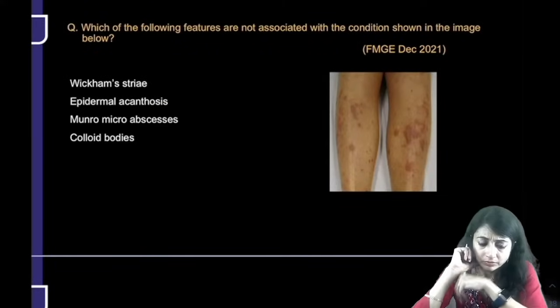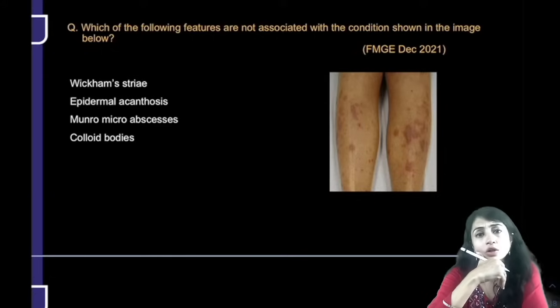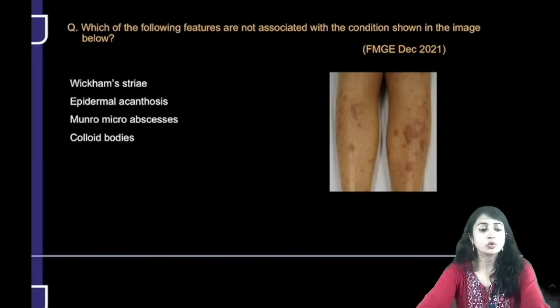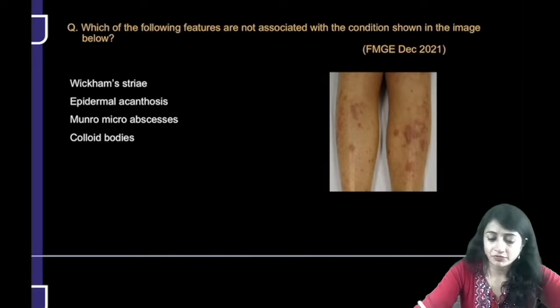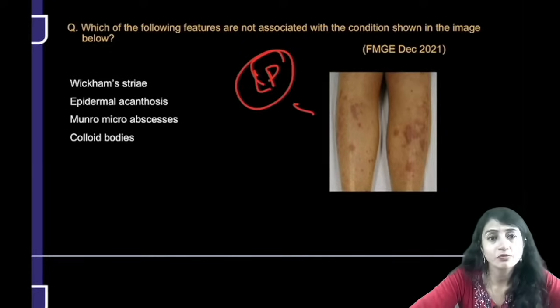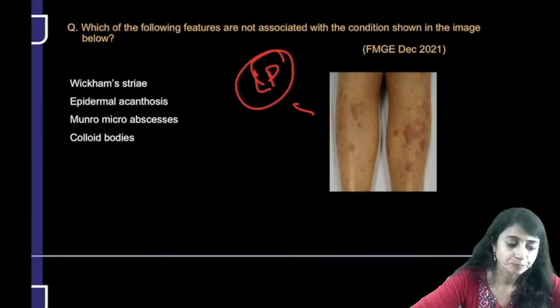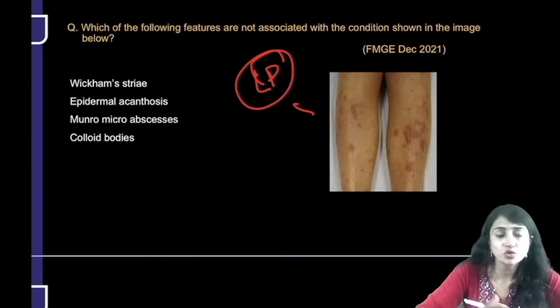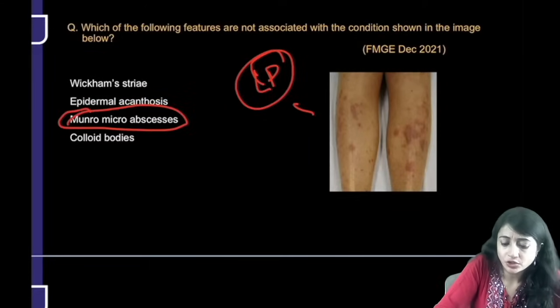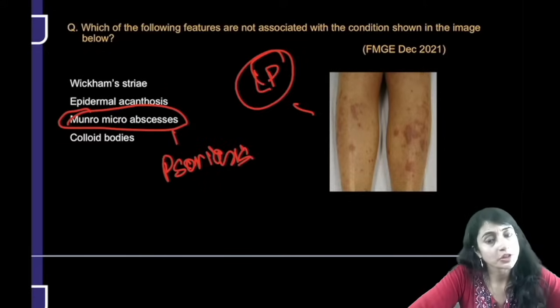Okay. Next question is related to this. Which of the following features are not associated with the condition shown in the image below? We have already seen this image and we have discussed that this is lichen planus. So now it's very easy for you to tell me which is not a feature, because that also we have discussed. Yes, so we've already discussed that Munro's microabscesses is a feature of psoriasis, and that Wickham's striae is a feature of lichen planus.